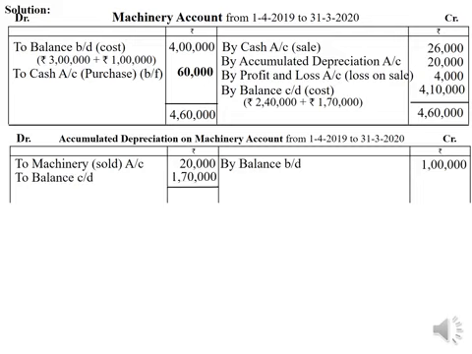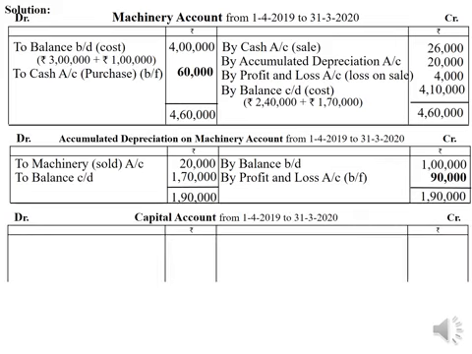So closing balance 1,70,000. So balance the account 1,90,000, transfer it on to credit side. Balancing figure is 90,000. That amount 90,000 has to be transferred to profit and loss account as provision made for depreciation during the current year. So that is the accumulated depreciation account.